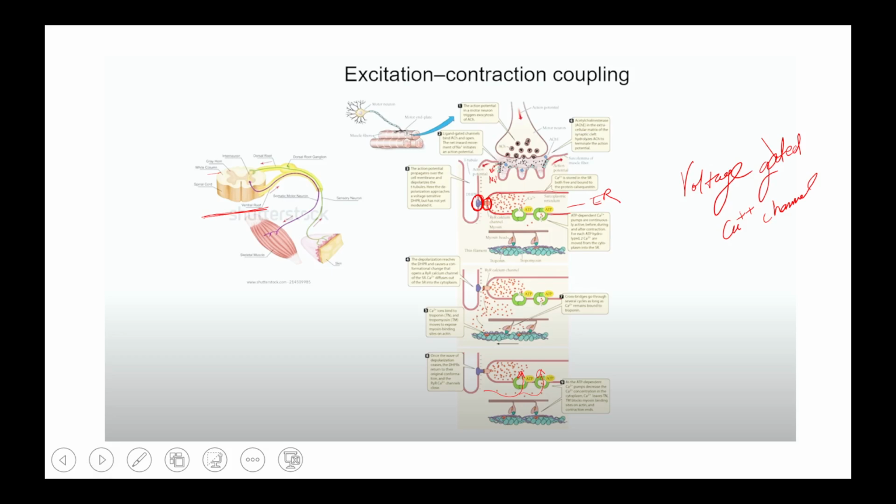If you have any doubt, you can ask me now. If any part you didn't understand, if there's any question, you can ask me now. Is this excitation contraction coupling part clear? Okay, if no one is having any doubt, I would conclude today's session.